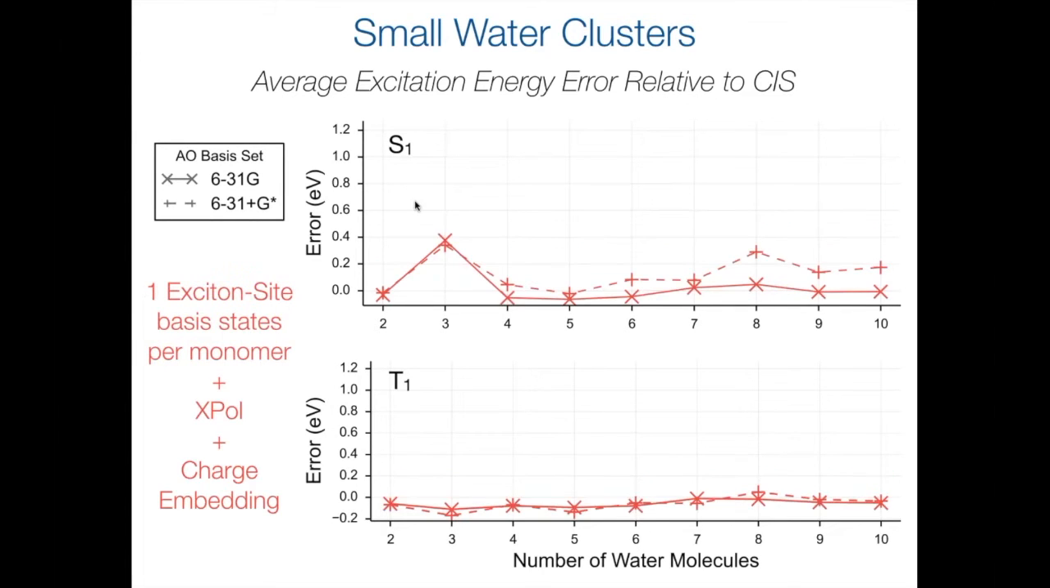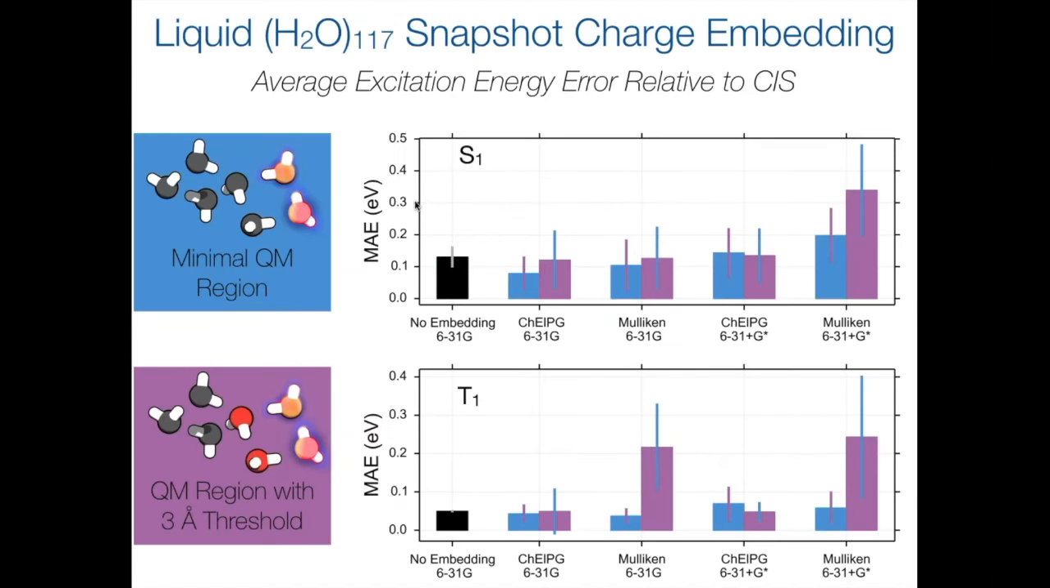We can do one better by explicitly capturing the polarization effects in water with XPOL, and we get excellent agreement with the supersystem results. These data have also utilized our charge embedding procedure. As you can see, it maintains very good accuracy. We can further examine the charge embedding procedure here.